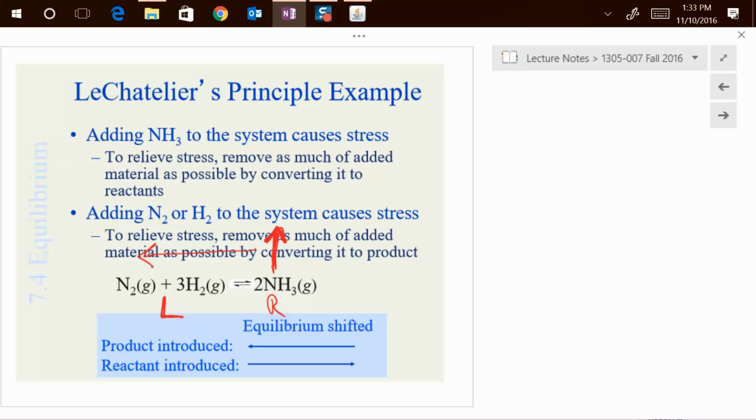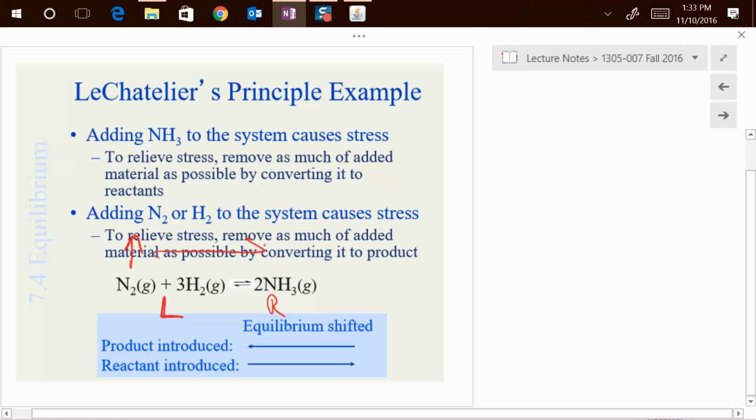So if you ever increase the concentration of something in a reaction, it will always shift away from it. The shift will be away. Always. So if I had increased N2, which way would it shift? To the right. If I increase H2, which way does it shift? To the right. Okay? Until it can find its equilibrium again. All right? So that's what it's going to do.